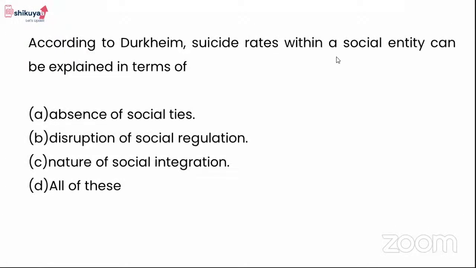Suicide rates within a social entity can be explained in terms of absence of social ties. That's true. That is what this sociologist is trying to say. Yes, all of these. Disruption of social regulation, that has been said. Nature of social integration, that has been said. So it is all of these. Understood? You just have to understand the given passage. Got it? So D would be your answer. Come on, try this.